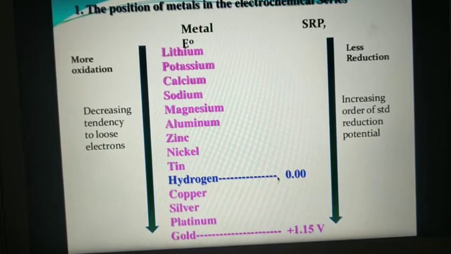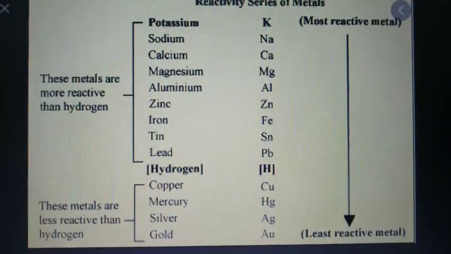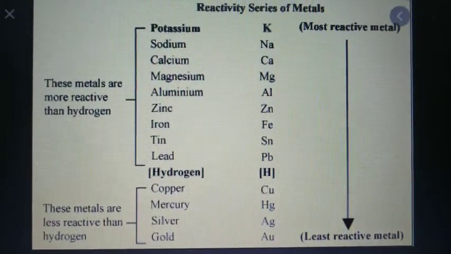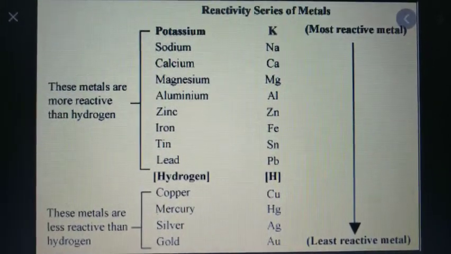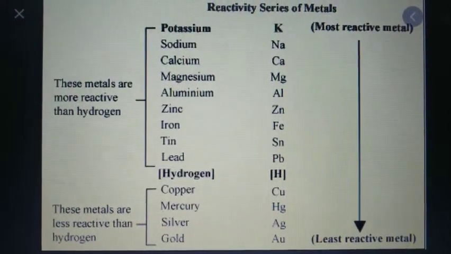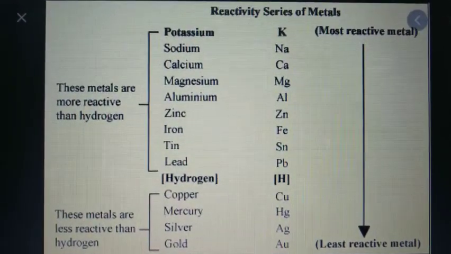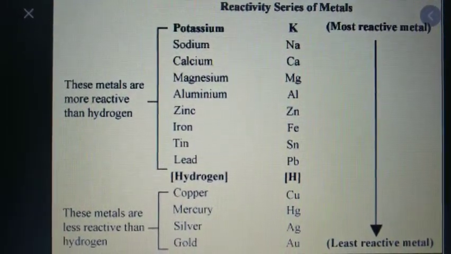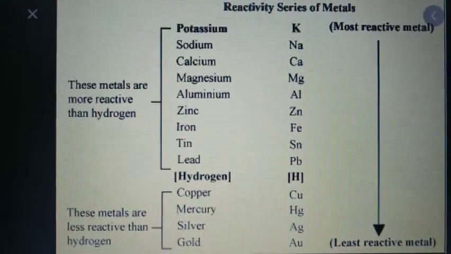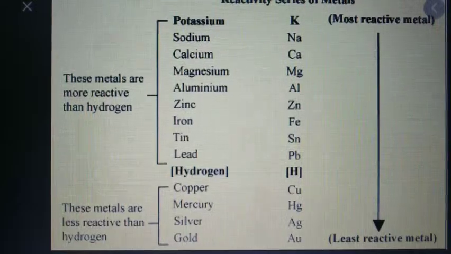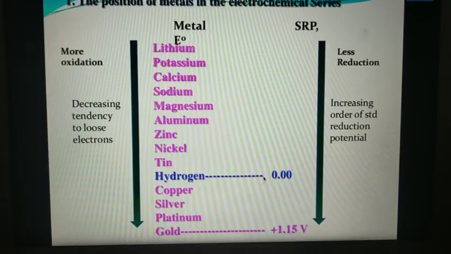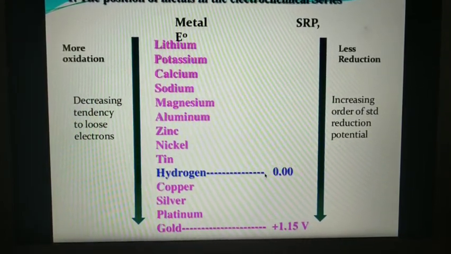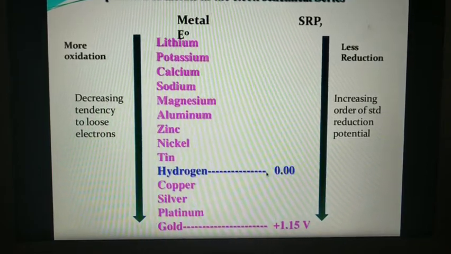For example, you can see iron. So you see this series, you can see that iron is there. So it corrodes faster than silver. Silver is at the bottom of this series. So this is the reactivity series of metals. The more electropositive metals which are placed on the top of this series get corroded faster. So now I think you can understand that iron gets corroded faster than silver because iron is more electropositive than silver.